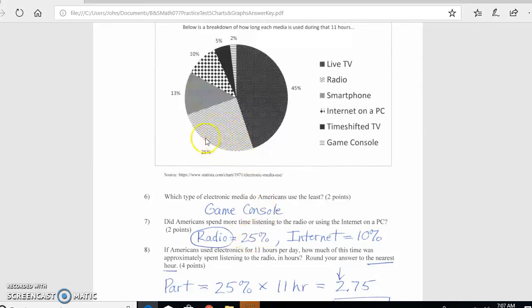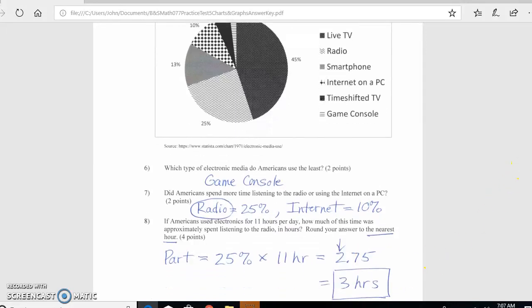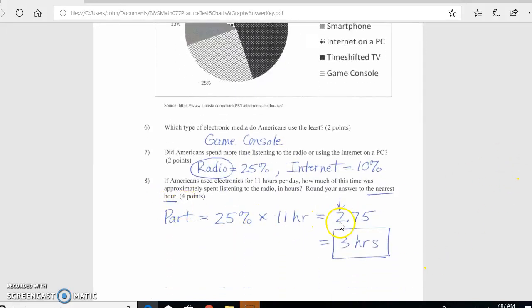So 25% of the time using electronic media is spent listening to the radio. We've seen that up here. 25% of the total, which is 11 hours. So we multiply and we get 2.75 hours. And then we want to round that to the nearest hour. We want to round it at the 2 because we have a 7 next to it. The 2 goes up to 3, and the average time rounded to the nearest hour is 3 hours.